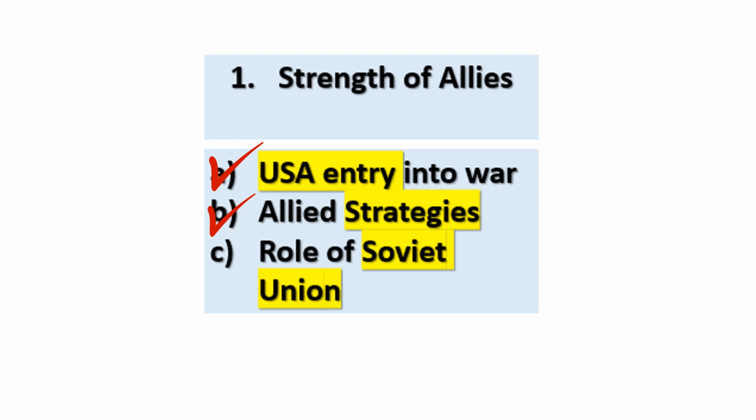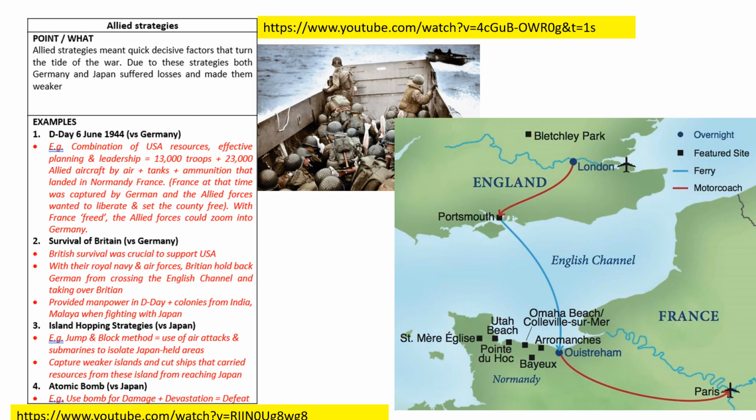Okay, so for our next point under strength of the Allies, we're going to look at allied strategies. Under allied strategies, there are four examples. So what do I mean by allied strategies? Allied strategies meant really quick, decisive factors that literally turned the tide of the war. That means they are quick-thinking methods. And because of this, it led to both Germany as well as Japan suffering losses.